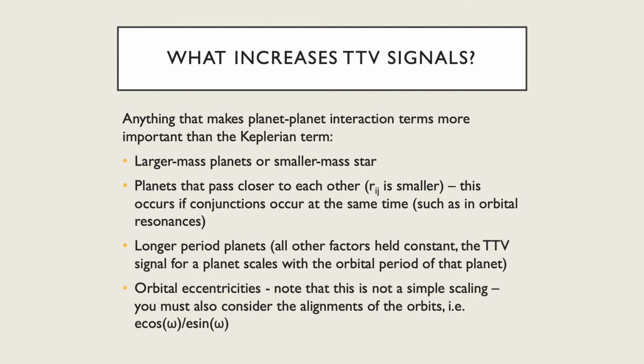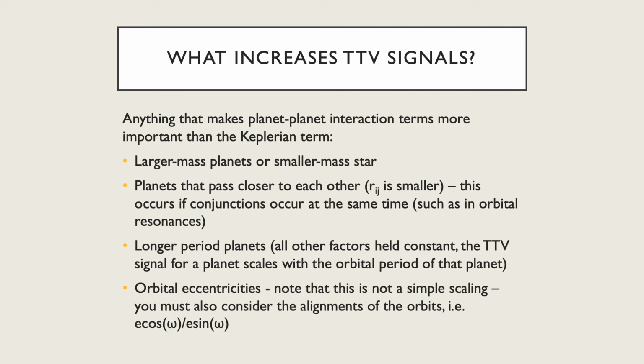So for orbital eccentricities, it's really some combination of eccentricity and omega that's causing the TTV signal to be larger. But in general, larger orbital eccentricities will cause larger TTVs. So if all of these different factors will cause increased TTV signals, how can you tell them apart? This is one of the biggest issues with using TTVs to derive planet parameters: there's a lot of degeneracy between all of the factors that I'm listing on this slide.